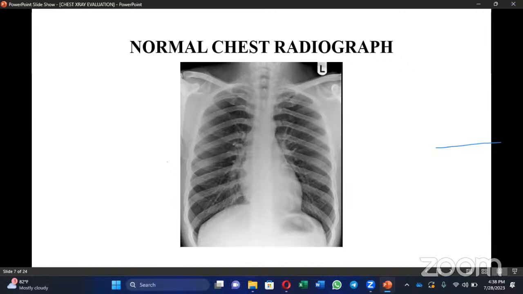And then we also talked about rotation, where I said the rotation is assessed by measuring the distance from the spinous process to the medial aspect of the clavicle. So when you measure the distance from the spinous process to the left clavicle, and then from the spinous process to the right clavicle, the distances should be equal. It means that there is no rotation in the image, okay?